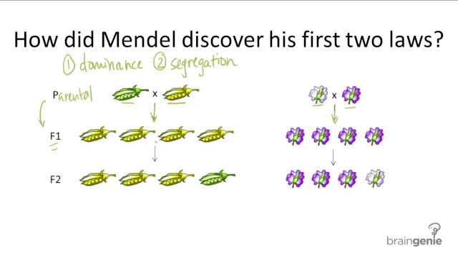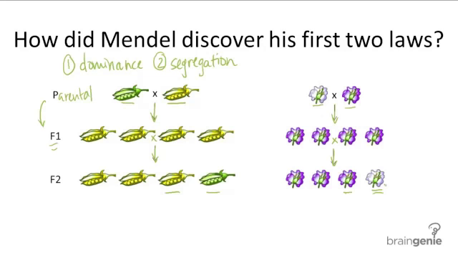But when he crossed the offspring, or the F1 generation, with each other, they produced both phenotypes again. So the yellow pea plants of the F1 generation crossed produced yellow and green pea plants, and the purple flowers of the F1 generation crossed would produce purple and white flowers. So clearly they didn't disappear altogether because they showed up once again.